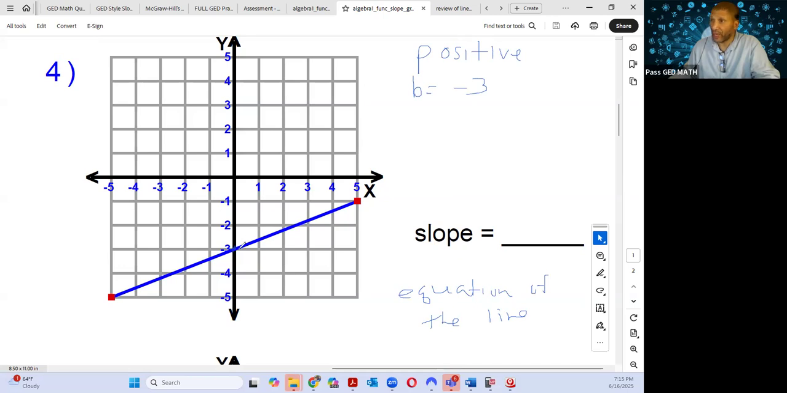Oops, let me change this to red. Why is it not changing to red?